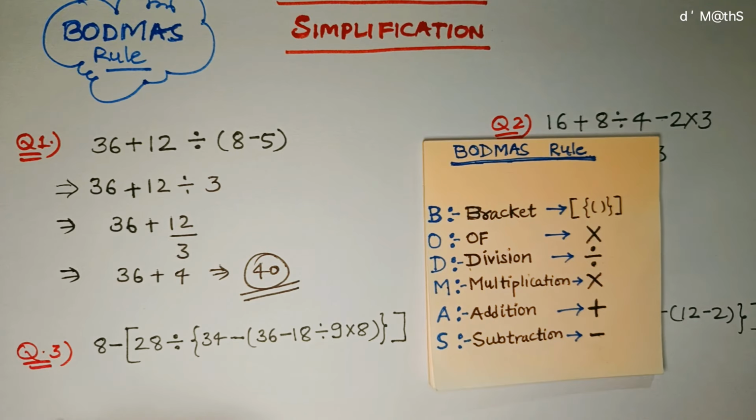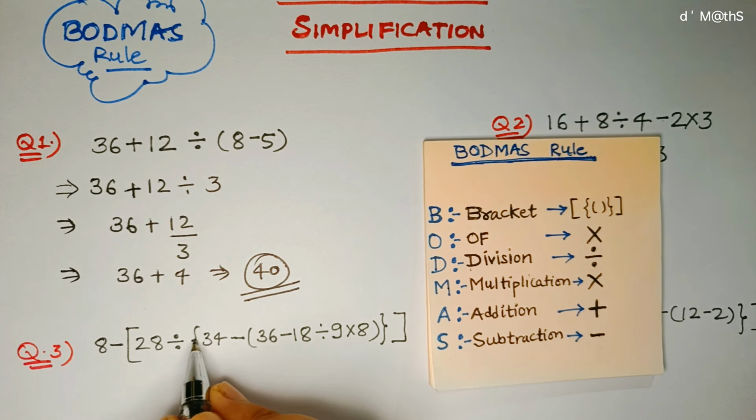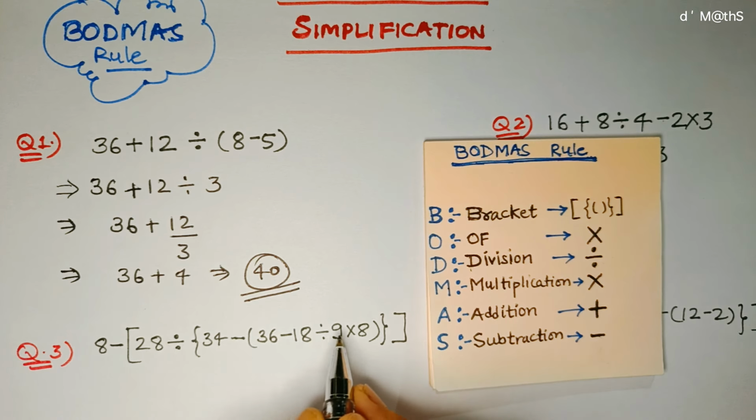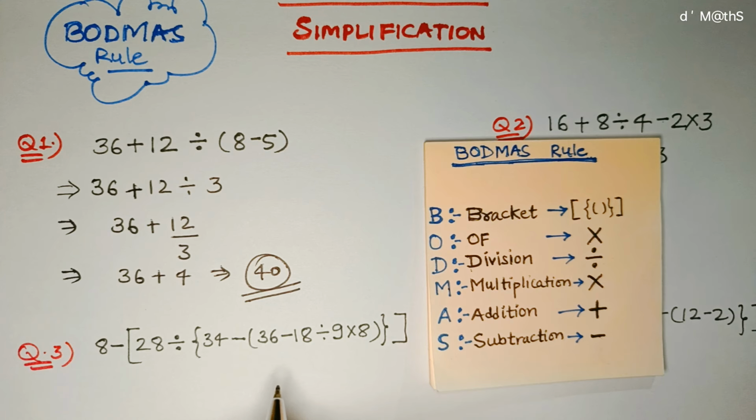Our third question in this series is 8 minus big bracket 28 divided by, and then in the middle bracket 34 minus small bracket 36 minus 18 divided by 9 into 8, then all the brackets closed. My focus here is only to build your concept. Once you have enough concepts and your conceptual clarity is good, then you can solve any such type of question.